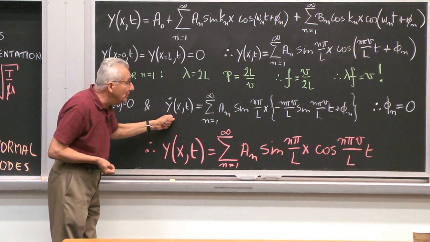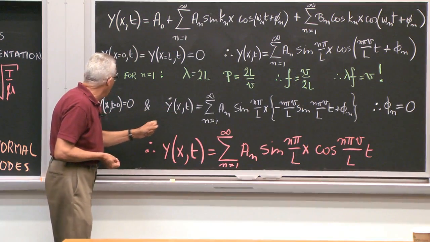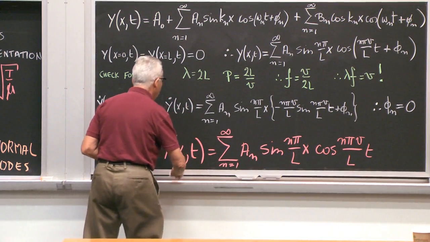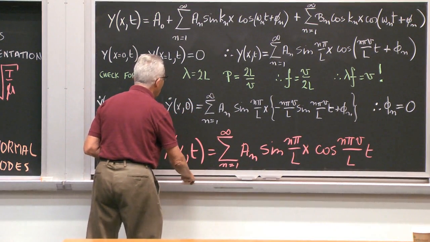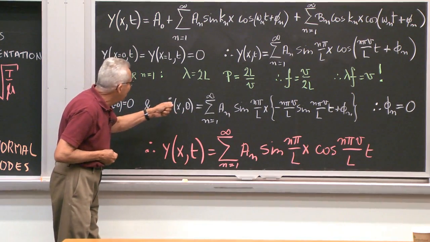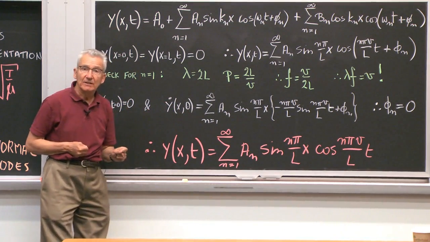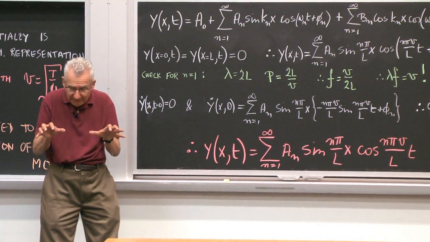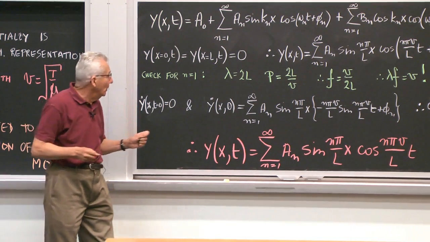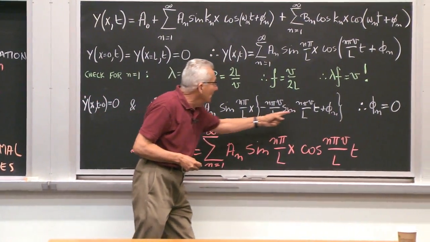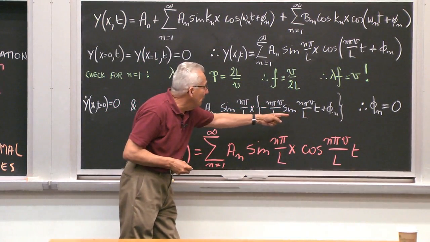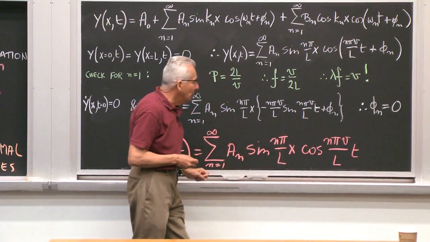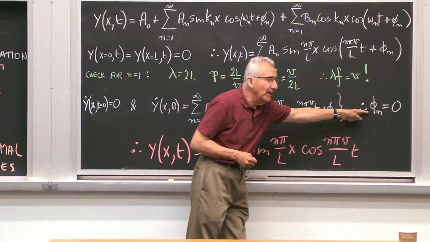And this we know is 0. I'm sorry, this is at t equals 0. We know that at t equals 0, at every position x, we're holding this string with nothing moving, it is stationary, we then let go. So this is 0, and it will be 0 at all values of x at t equals 0 only if all values of phi_n are 0.